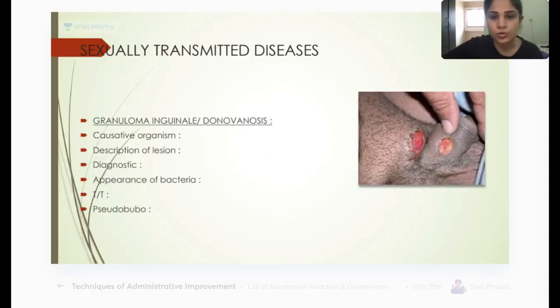So if a patient comes to you with this kind of painless lesion, that is a reddish painless lesion present on the penis and the groin area, I've already written over here, it is granuloma inguinale, or commonly called donovanosis. So what is the causative organism in this case? Name of the organism? Yes, it is Klebsiella granulomatis, or it can also be called Calymmatobacterium granulomatis. Okay, all right. How do you describe the lesion? It is a red.